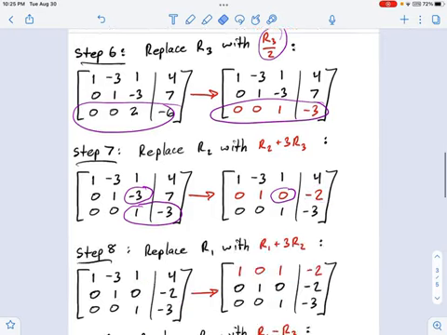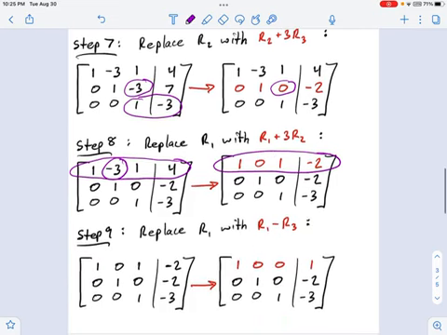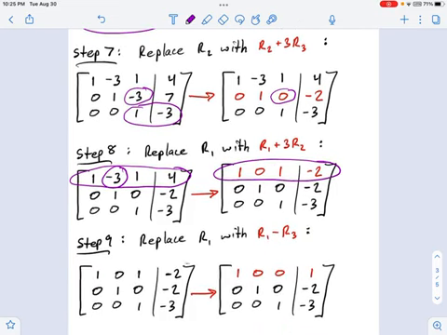Okay, next step, I'm replacing row 1, this top row right here, with something to get rid of that -3. I want a 0 right there. So I'm going to add 3 of the rows below it, right? R1 plus 3R2 gets me right here. Okay, now this is really great. There's just one more entry. It's that top right entry. I would like that to be a 0. I will do that in the next step. I'm replacing the first row with row 1 minus row 3.